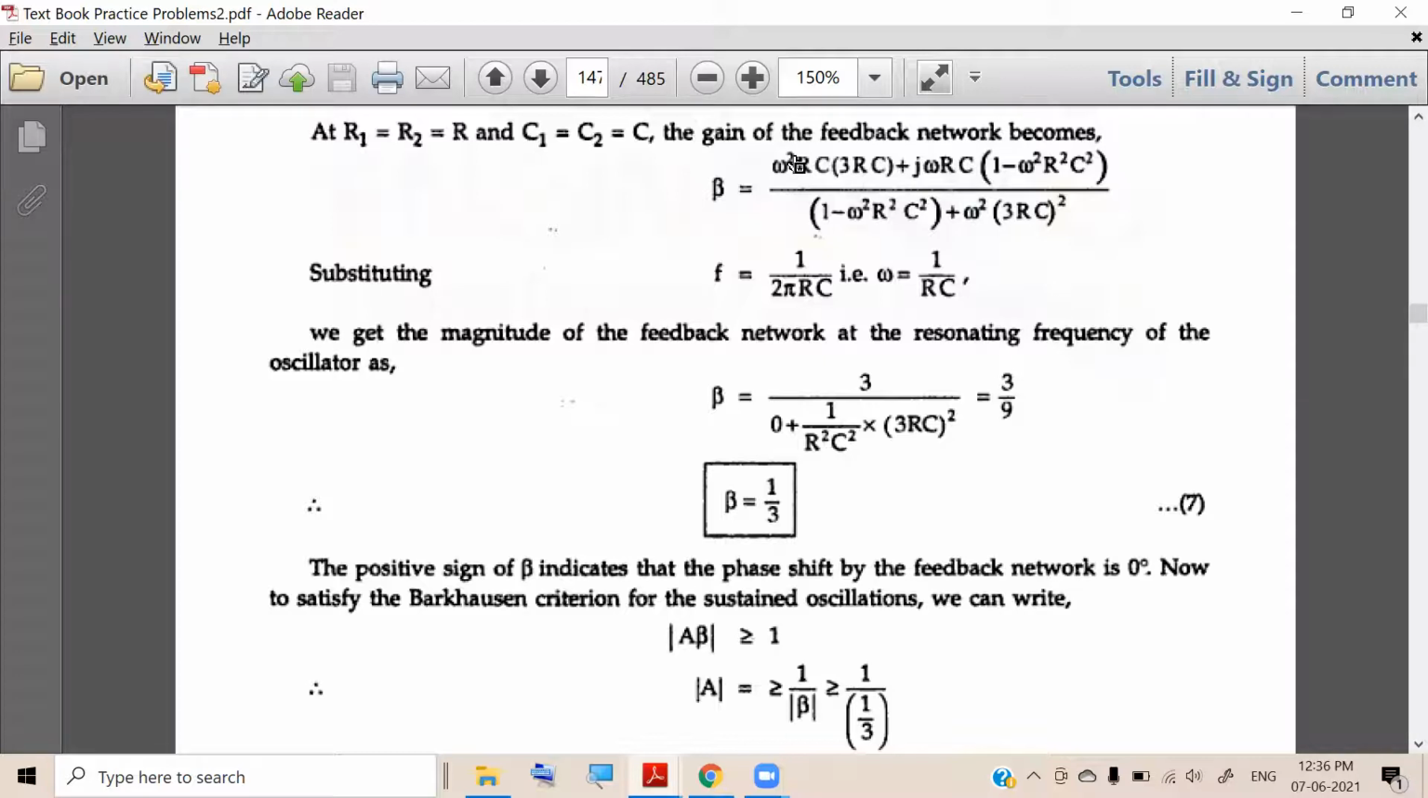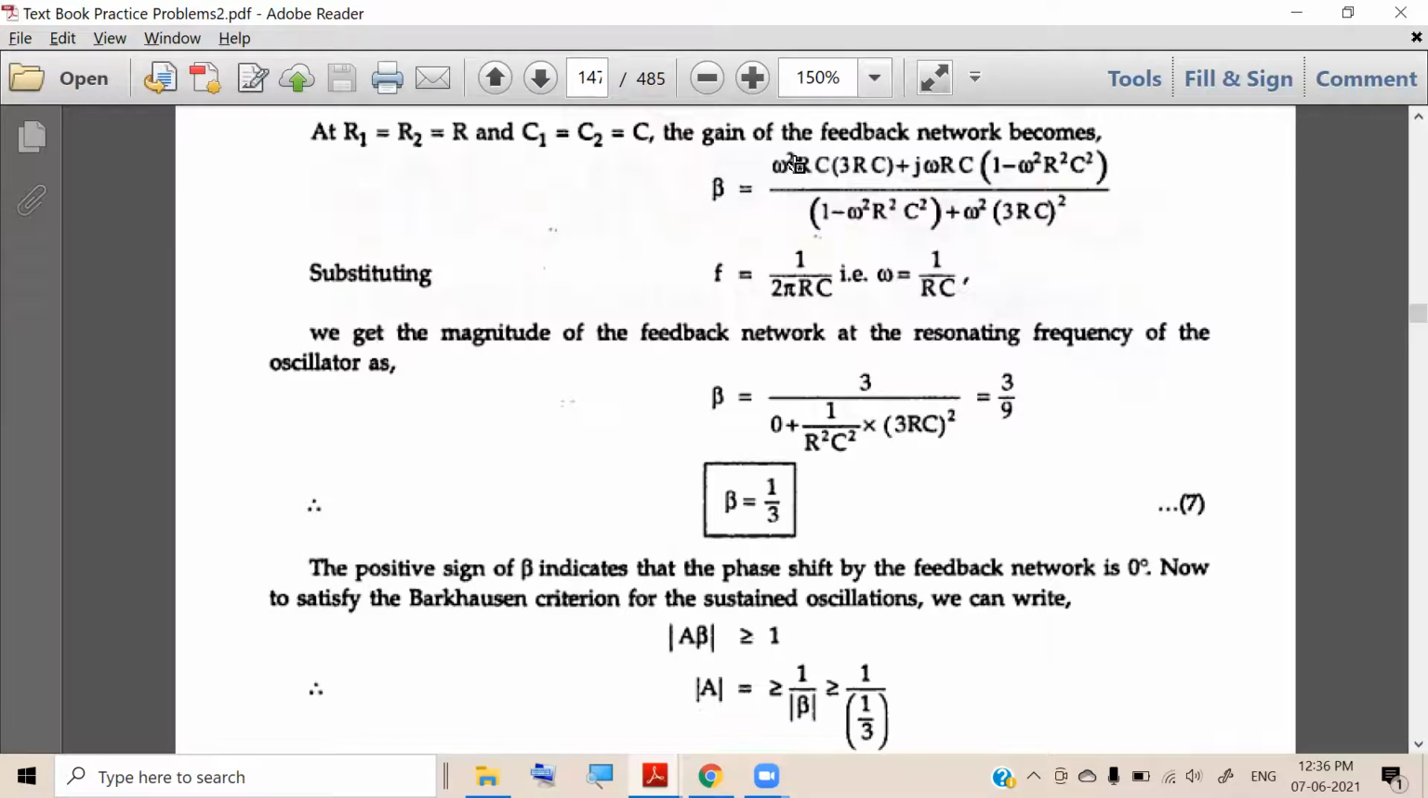What happens if C1, C2 are not equal? So if R1, R2 are not equal, if they are equal, F is this. If they are not equal, F is the same. F will be 1 by 2 pi square root of the same as the previous case, original as it is. F is 1 by 2 pi square root of R1, R2, C1, C2.